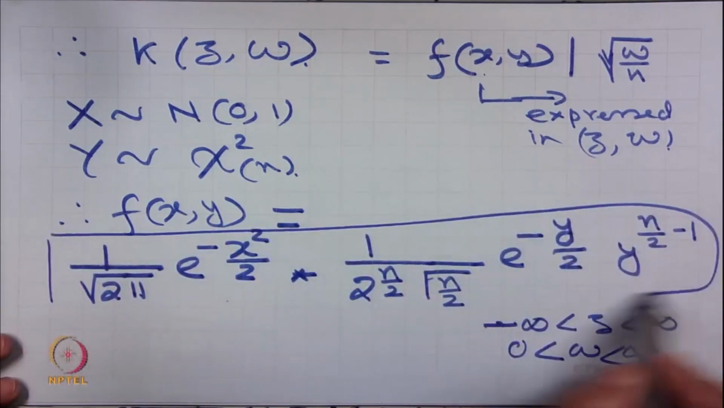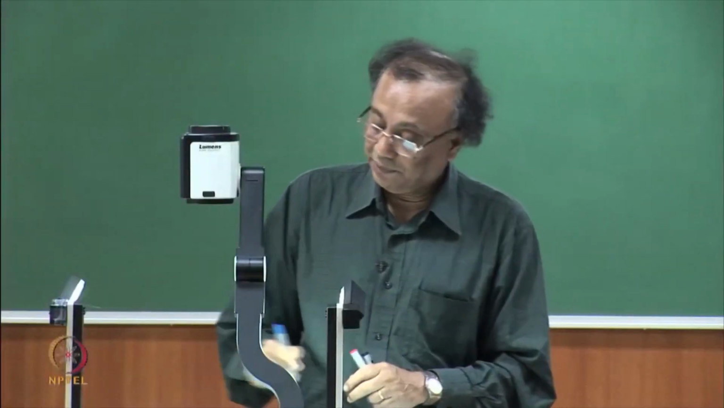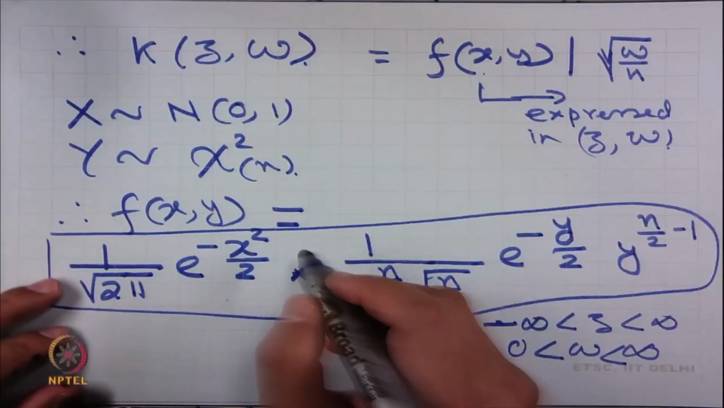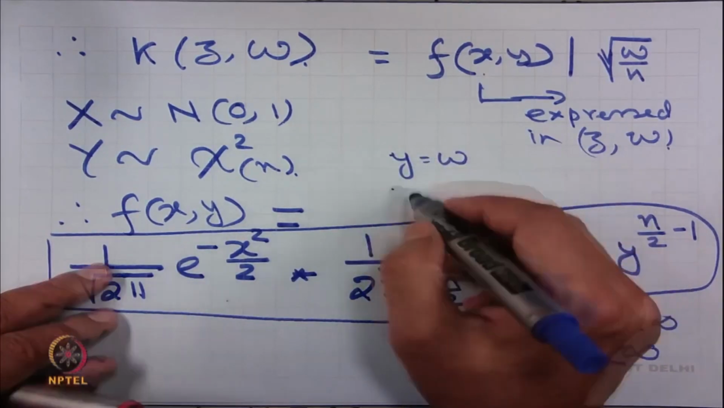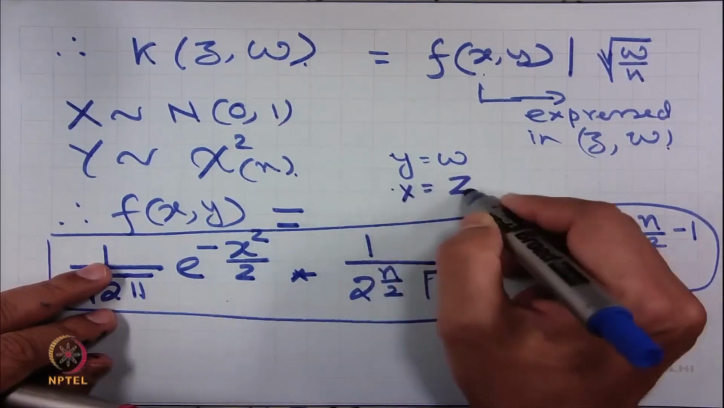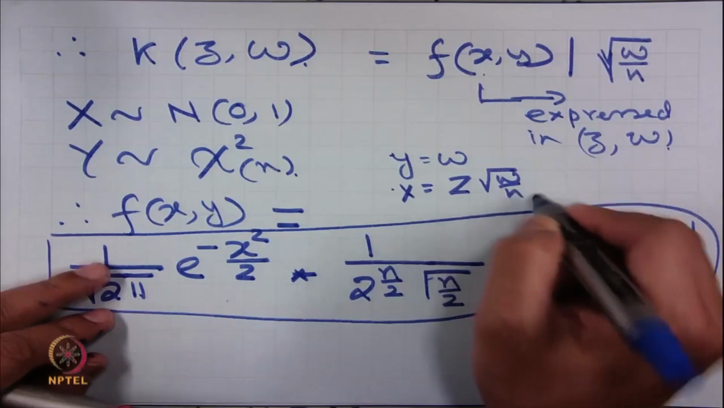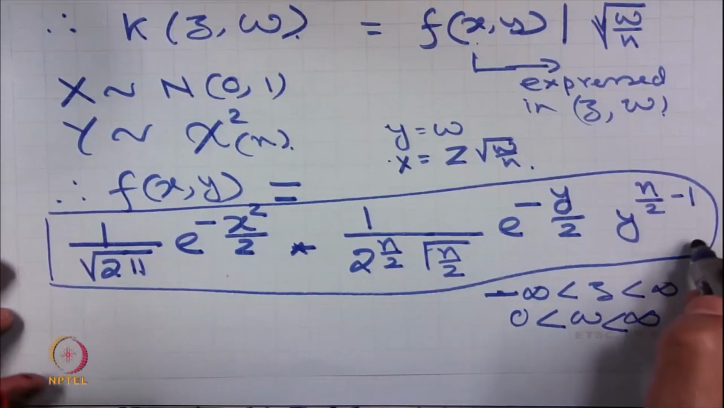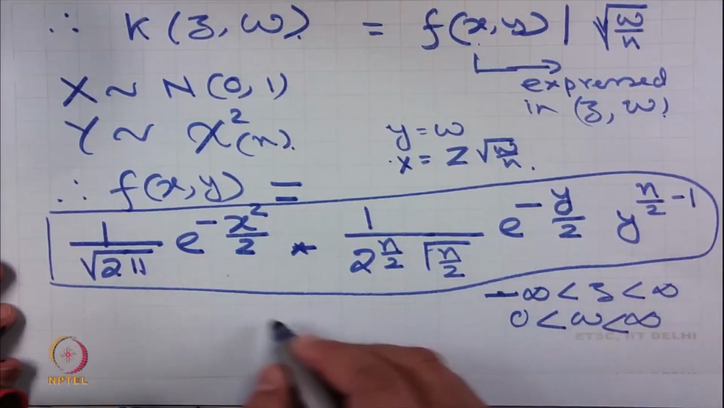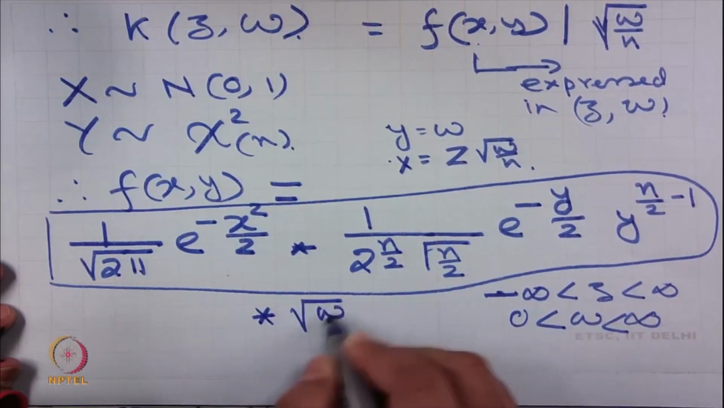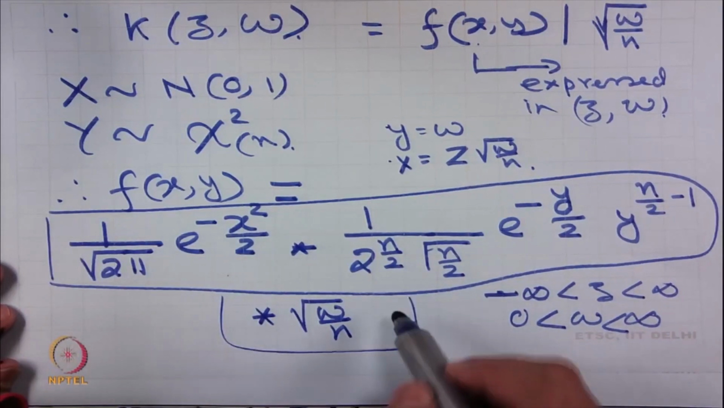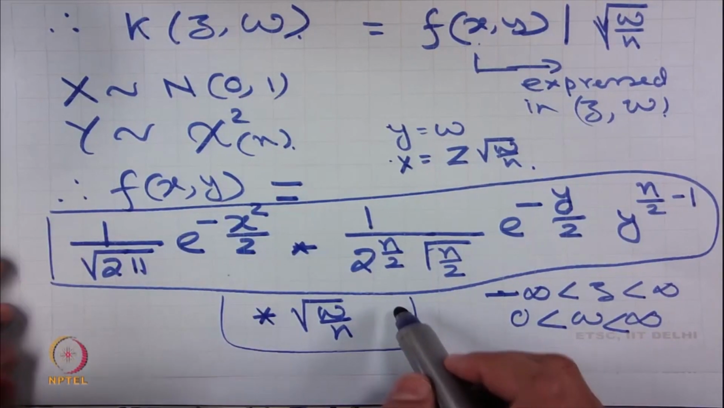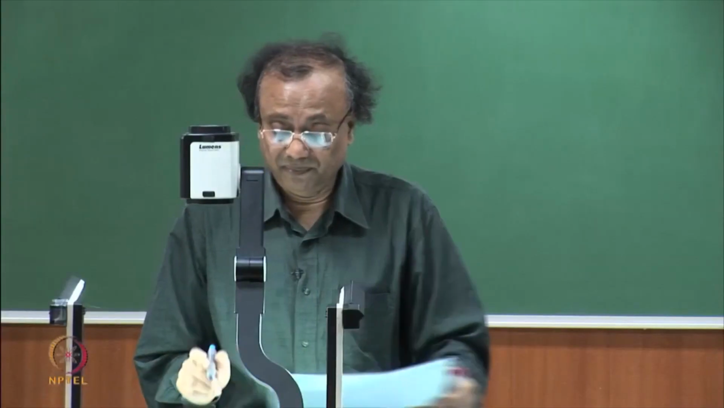Now, this we have to write in terms of z and w, and our transformation was that y is equal to w and x is equal to z root over w by n. So, we are replacing these things here, and this has to be multiplied by the Jacobian root over w by n. So, this whole thing will give me the PDF of z w. Let me write it again.